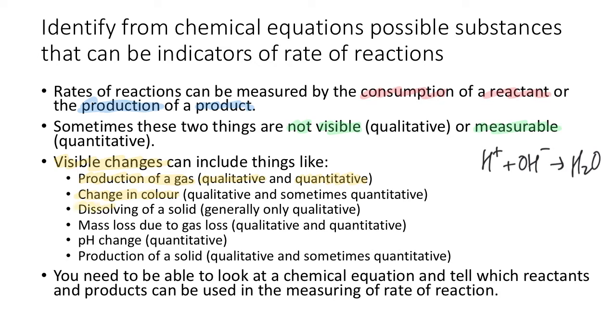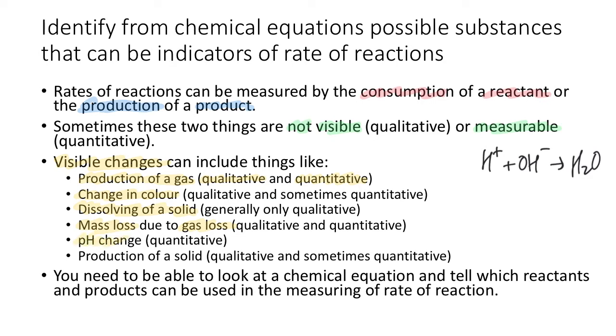You can measure the dissolving of a solid, and this is generally only qualitative because you can just see when it dissolves or how fast it dissolves. You can't really measure that very well. Then there's mass loss due to gas loss. In other words, you're producing a gas and that's changing the mass of the container holding the reactants, so that can be used as a way to measure the rate of reaction.